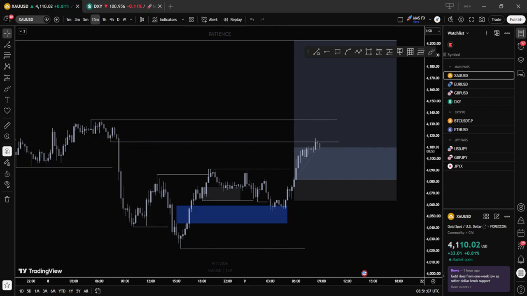A session POI is a POI that happens during a session. So let's say we are in London session and price has created a demand zone, that's called a London session POI. If you are in New York session and price creates a demand zone, that's a New York session POI. Normally people don't trade POIs from Asian session because they deem it as manipulation, liquidity, whatsoever.